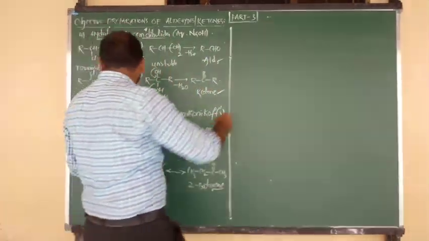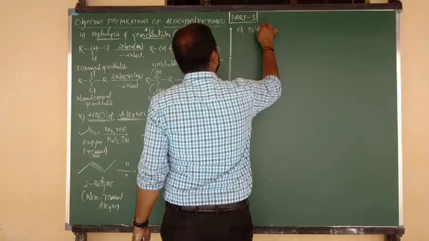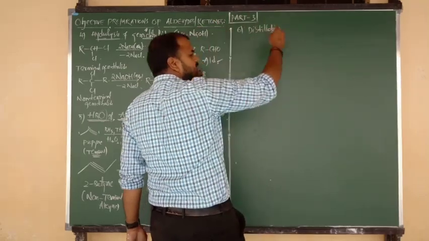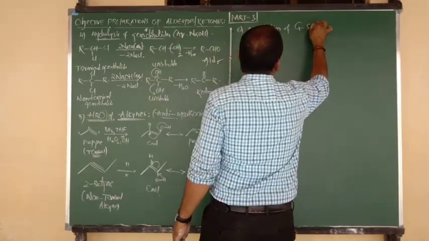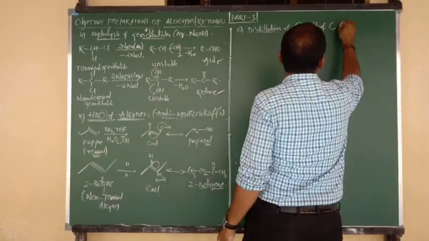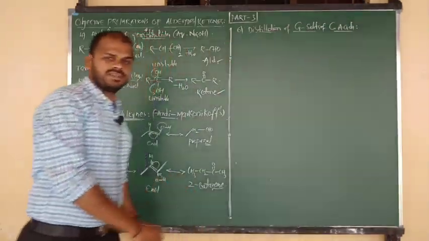Next reaction, beta. Objective point of view. Sixth one. Distillation of calcium salts of carboxylic acids. From this topic, so many CET questions are repeated, beta. Distillation of calcium salts of carboxylic acids.